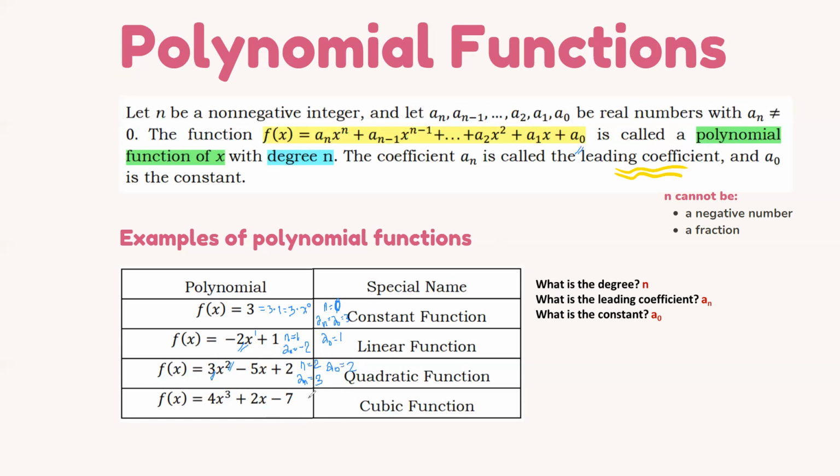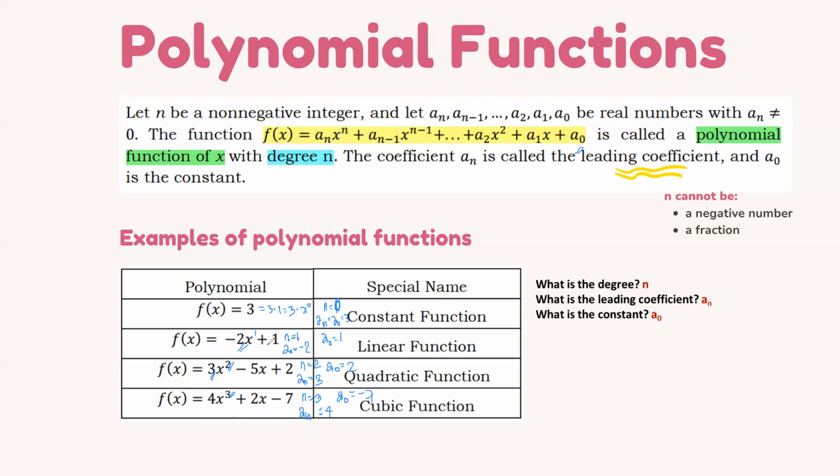Okay, this last part, you can do it already, right? So what is the highest exponent? It would be 3, of course. And then our a sub n, where the degree is found, would be 4. And our constant would be equal to -7.